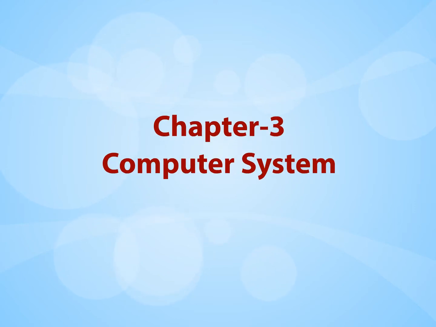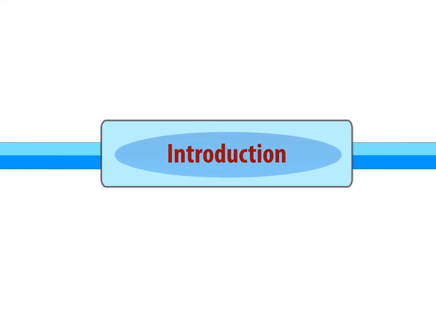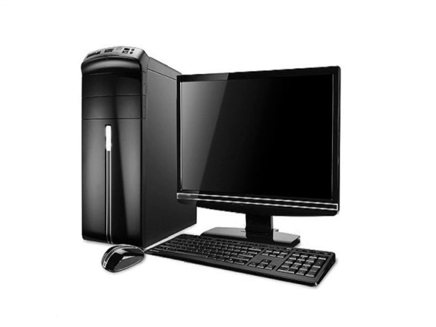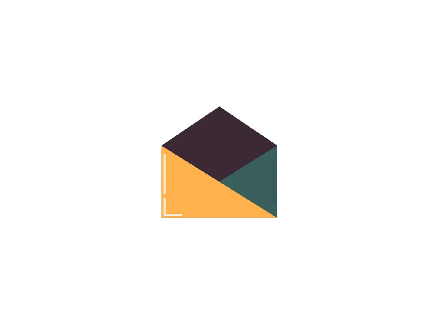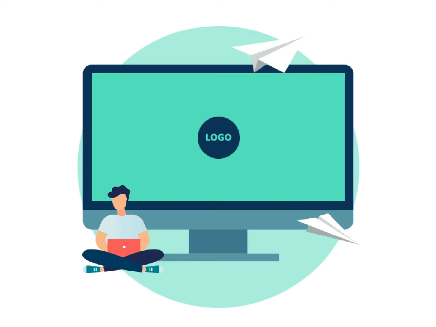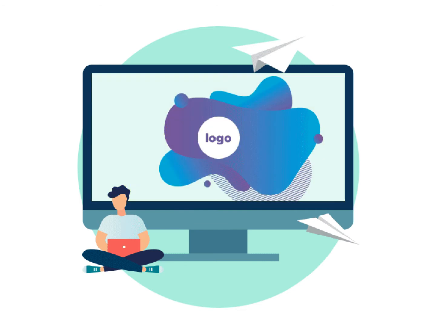Chapter 3: Computer System. Introduction. A computer is the collection of parts, which are categorized on the basis of the work that they do. A computer is a system, an interrelated combination of components that performs the basic system functions of input, processing, output, storage, and control, with a powerful information processing tool.